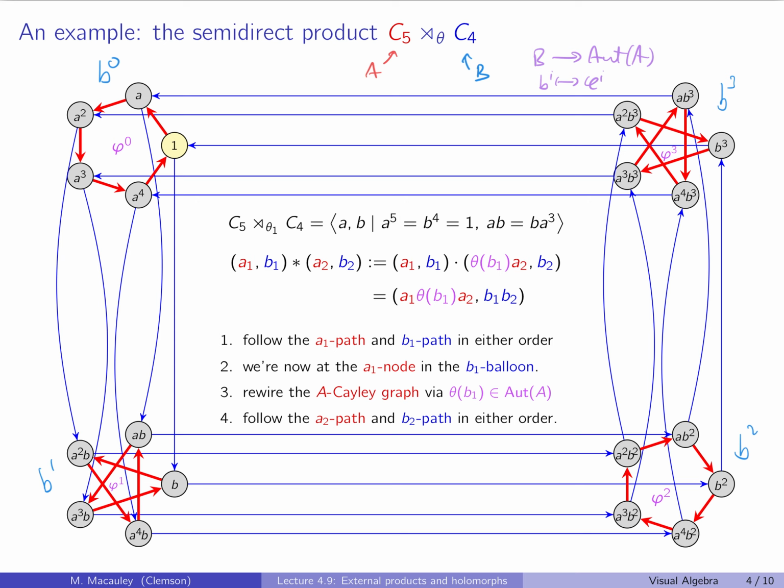So we're going to, once again, follow the A1 and the B1 path in either order. So we'll say red, blue. Now, at this point, this is not rewired. So think of there being the original Cayley graph down here. So we're at the A1 node in the B1 balloon. But now, at this point, we rewire this Cayley graph via this automorphism. And then we follow the A2 and the B2 path in either order to get over here. So it's the same basic property, just that the difference is that before we do the A2 path, we rewire that Cayley graph.